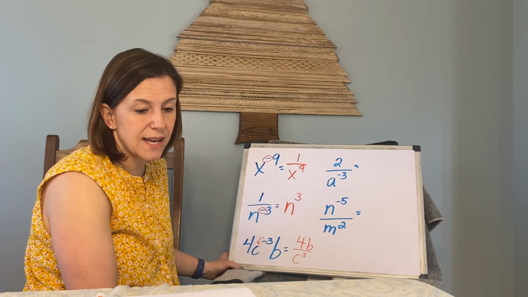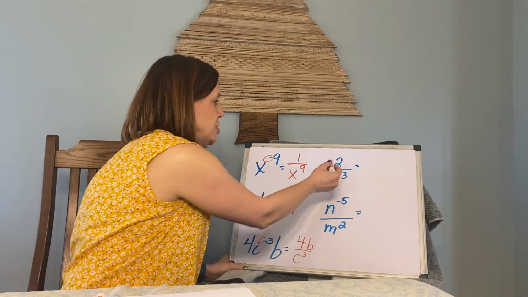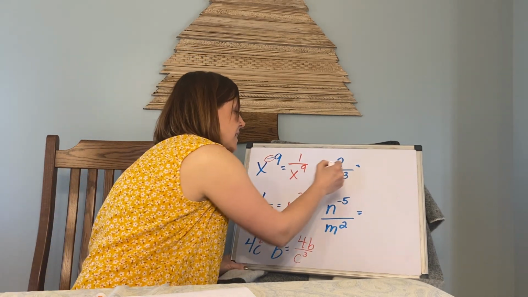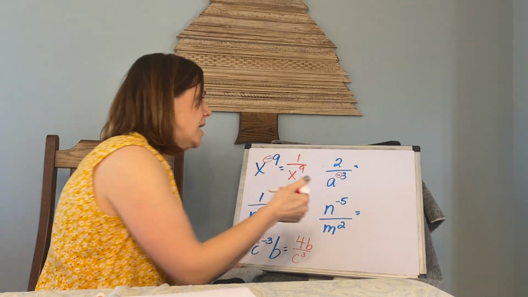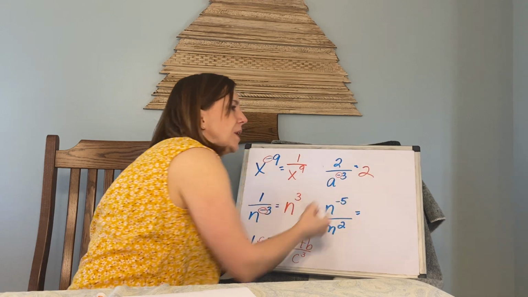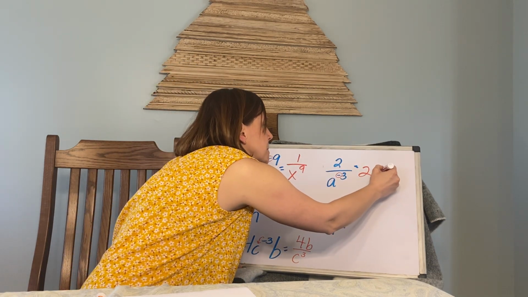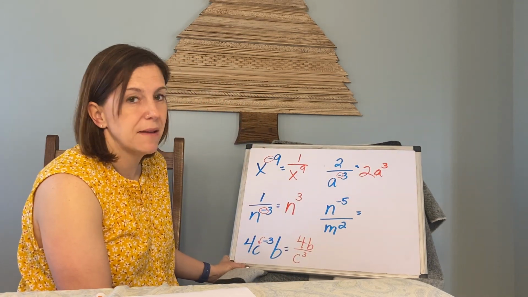Okay, looking at the next one, number 4. Again, I have 2 parts to this. I have a 2. That's simplified. But I have this a to the negative 3rd power. Recognizing my negative exponent, I'm going to leave that 2 in the numerator. But guess what? This is going to bump up to the top as well, and become a to the positive 3 power.